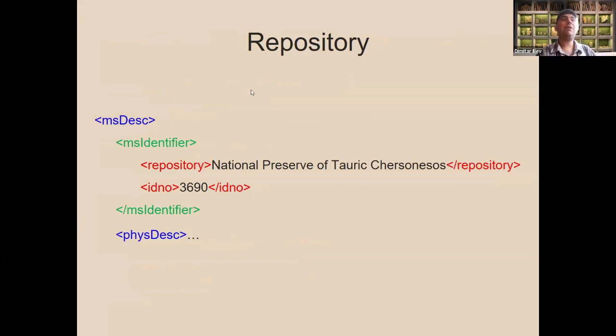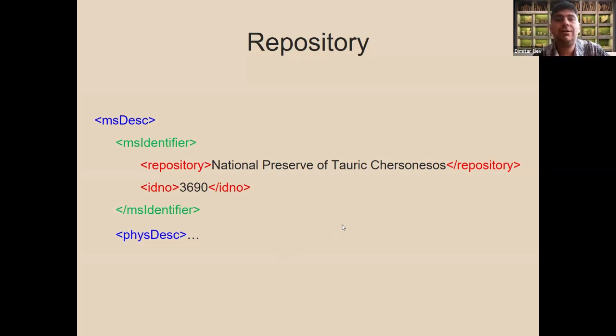As I told you before, in MS Desk, under MS Identifier, which is the first daughter element in MS Desk, you can also have the exact repository and repository number, which is another way to point to a location which is linked to some GLAM institutions such as museum, archive, in this case, national preserve. You can have archaeological preserves, as in the case of Tauric Chersonesus, and different things like this.